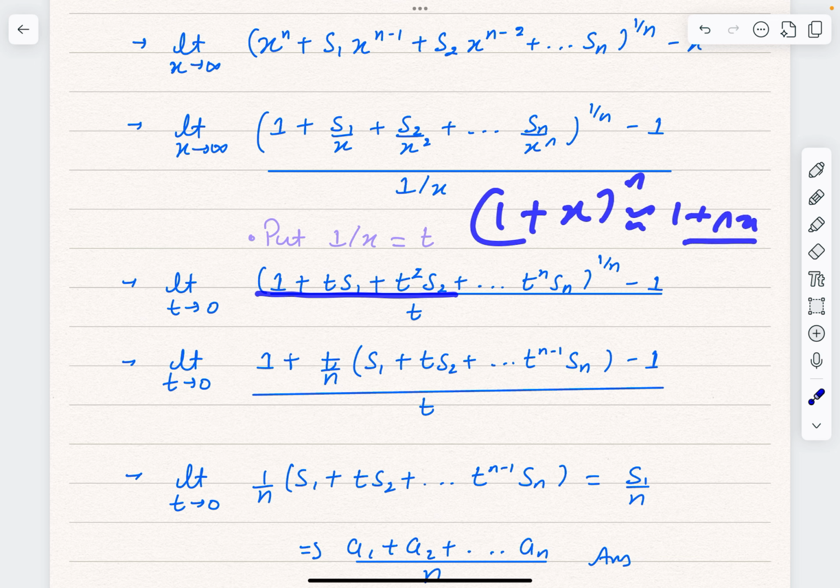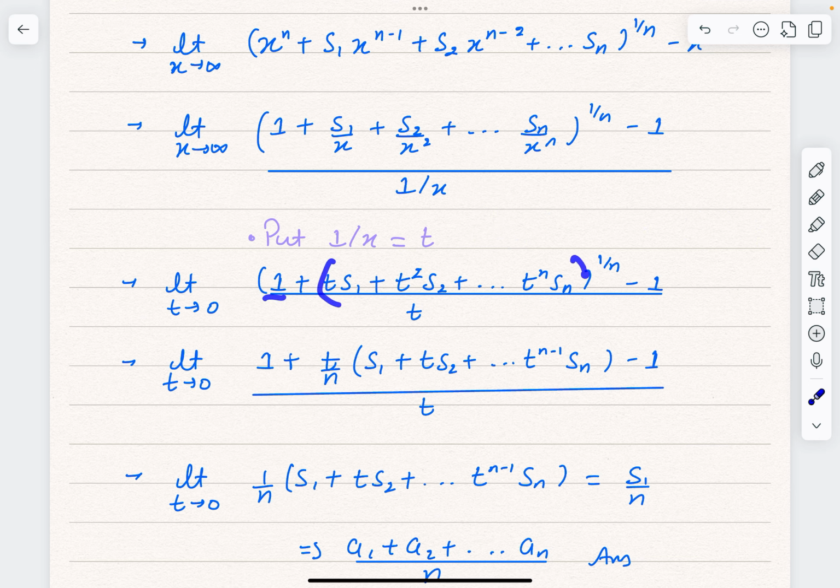Now we can use that thing here, that 1 plus x whole power n is 1 plus nx when x tends to 0. So here you take this whole thing as x. So 1 plus x power n will be 1 plus nx. So this 1 and 1 get cancelled out. If you take t common from here, this t and t get cancelled out.